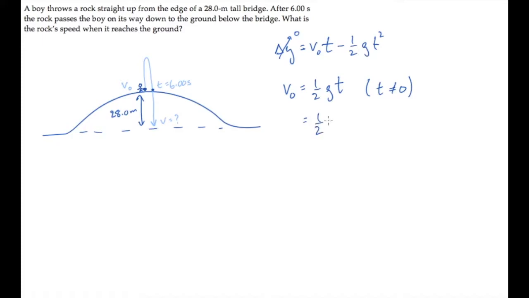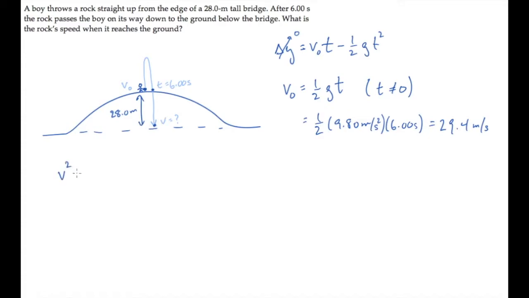Substitute the numbers and calculate to find the rock's initial velocity is 29.4 meters per second. That's how fast the boy threw it, straight up in the air. Now we can use the time-independent kinematic equation to find the rock's speed as it hits the ground.